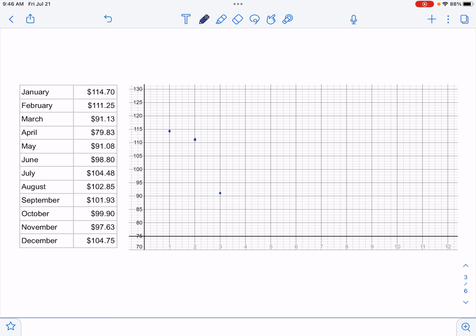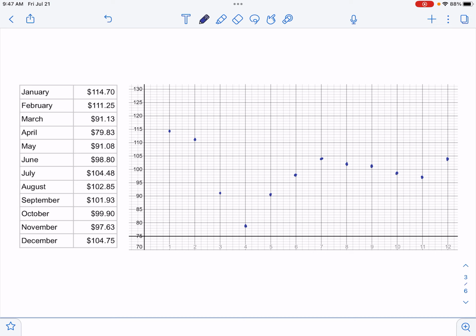April was at 79.83. It was all the way down here. May was at 91.08. June was at 98.80. July was 104.48. August was 102. September was 101. October was 99. November was 97. And December went back up to 104.